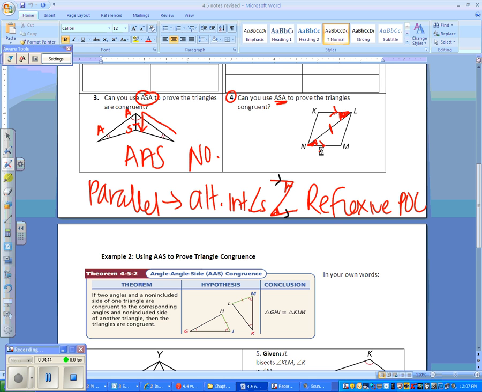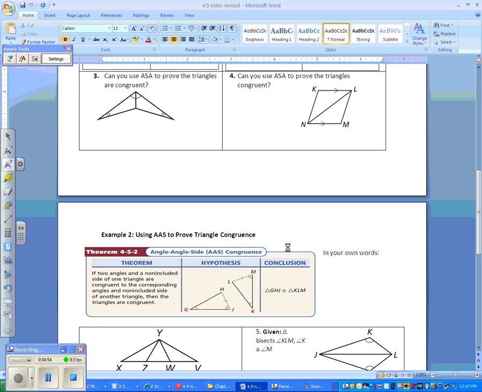And that's really all we know. We have one set of angles and one set of sides. So no, these are not congruent triangles. We can't prove it by ASA. Okay, so that's the first one.